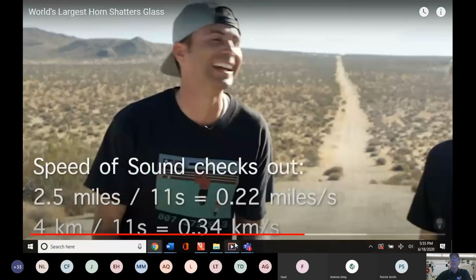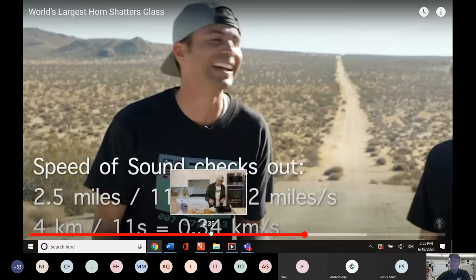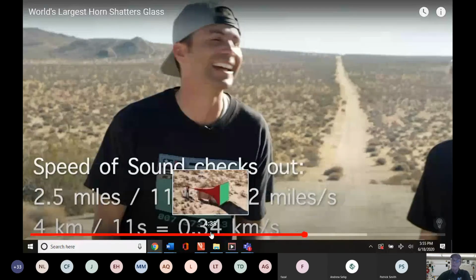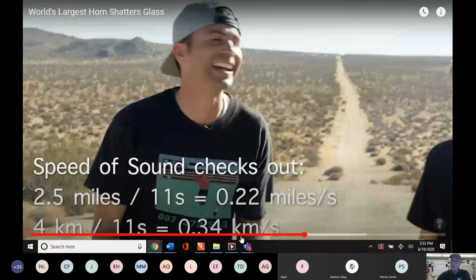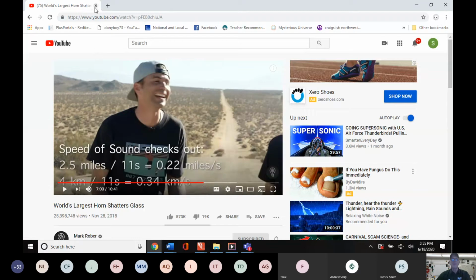Now it's kind of interesting. I was talking to you about 331 meters per second at 0 degrees, and look, they did the math, and look what it is. It's 0.34 kilometers per second. And of course, if we multiply by 1,000, that would be 340 meters per second. That's not quite 331 because it's warmer out, right? So that's interesting right there. I like that little demonstration right here.